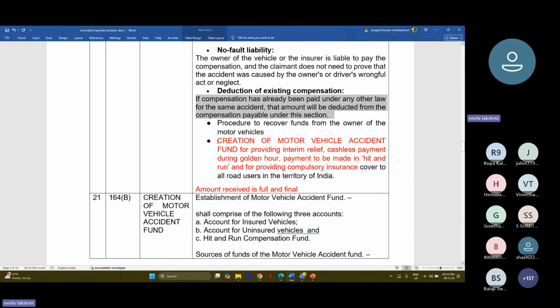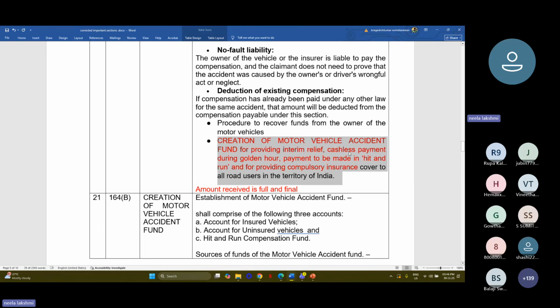Okay. I told you about the Solatium Fund, which was previously maintained to compensate hit and run victims. That Solatium Fund term is removed, and instead the Motor Vehicle Accident Fund is created in its place.